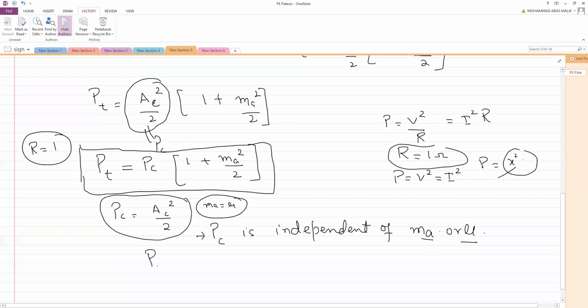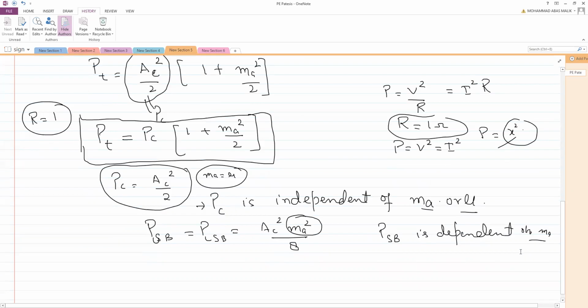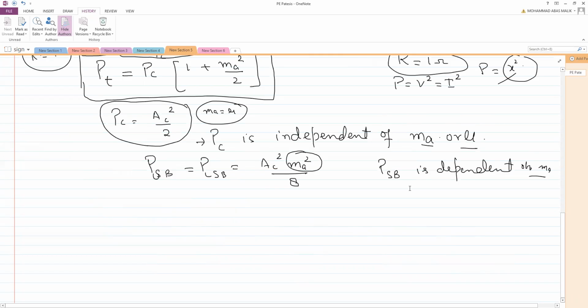Now, what about sideband power? Sideband means lower sideband or upper sideband. This is the upper sideband or lower sideband power, equal to AC square MA square divided by 8. And this is dependent on modulation index. That means your sideband power is dependent on MA, that means it's dependent on modulation index. Now we'll put in a few values.